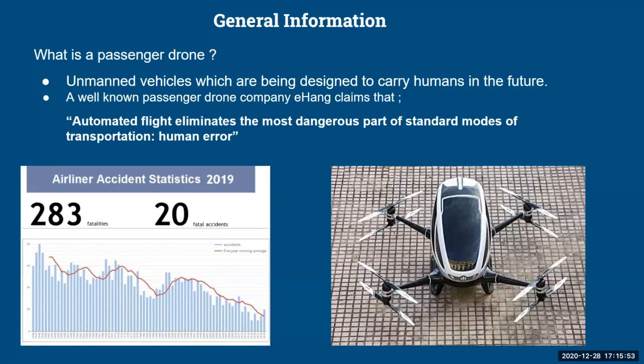In our ordinary life, Ehang, a well-known futuristic passenger drone company, claims that automated flight eliminates the most dangerous part of standard transportation, which is human error. According to Airliner Accident Statistics of 2019, there are 283 facilities with 20 fatal accidents. It's about 7%. Can you imagine? With full autonomy, this percentage can decrease to almost 0%.